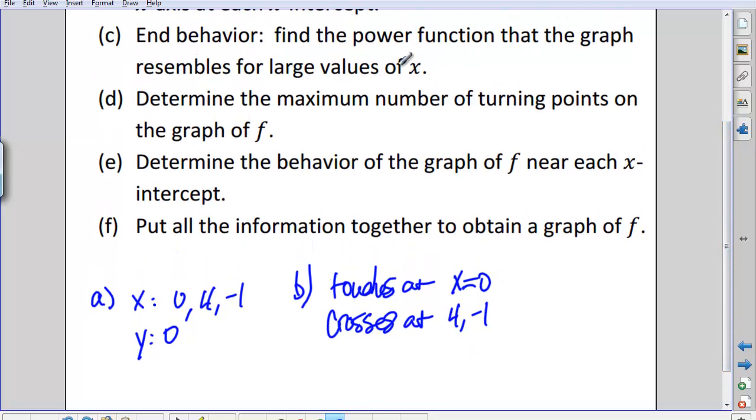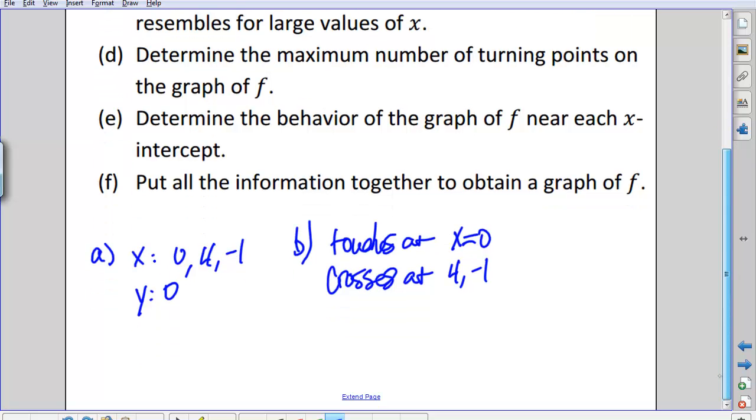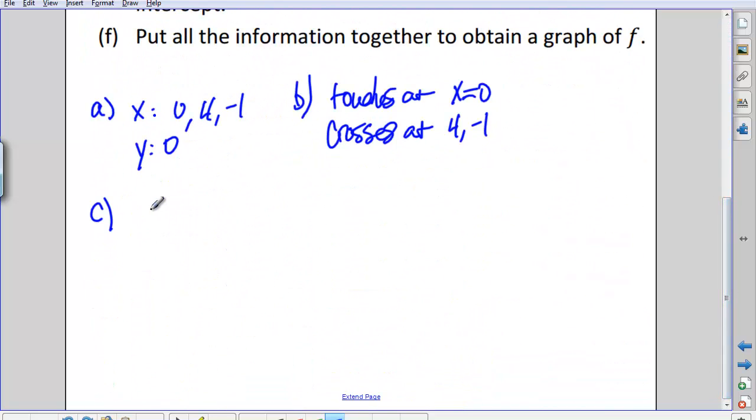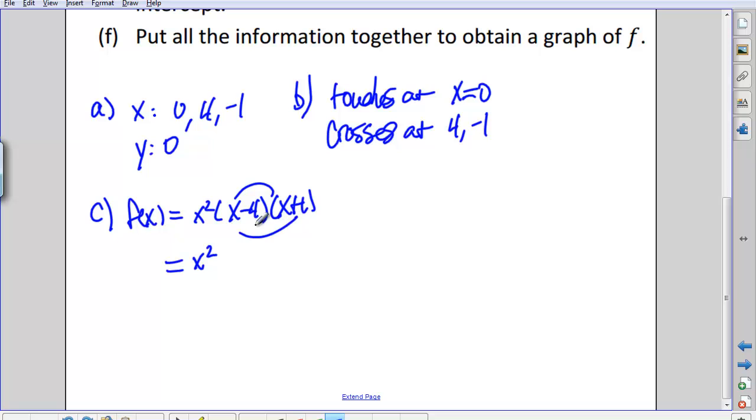Find the power function that the graph resembles for large values of x. It's good to have this thing multiplied out, so let me copy it down here. To get this, first we can FOIL. We FOIL and combine like terms. We get x squared minus 3x minus 4.